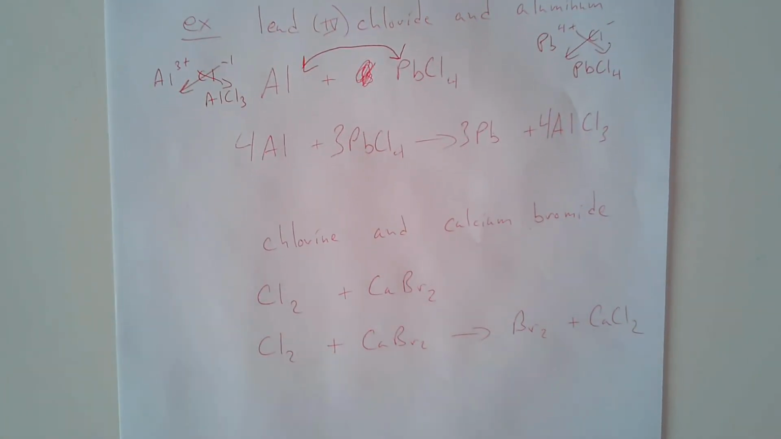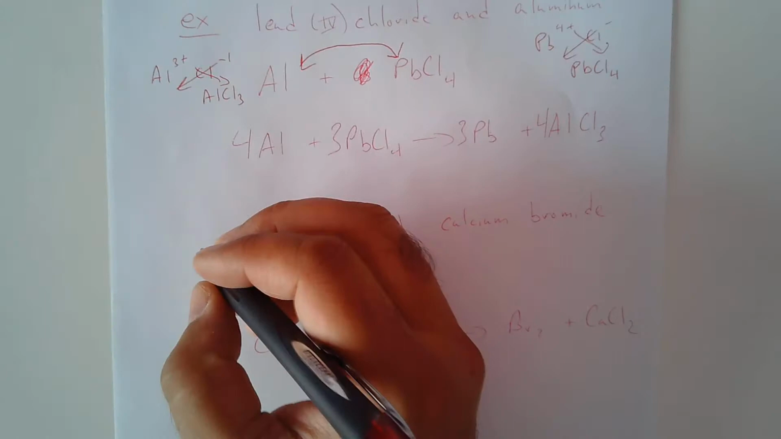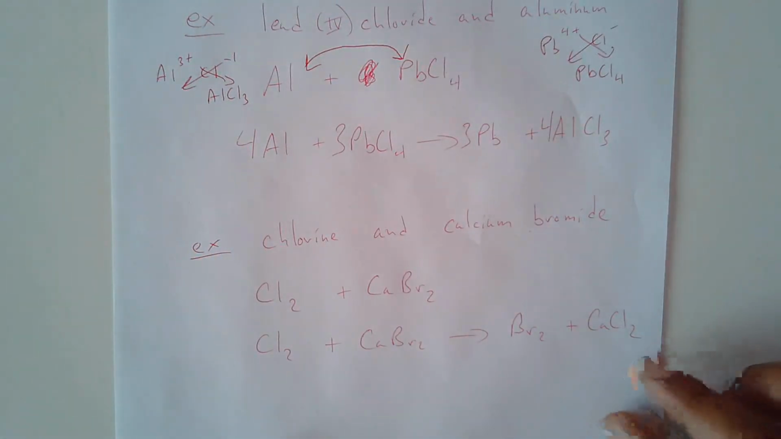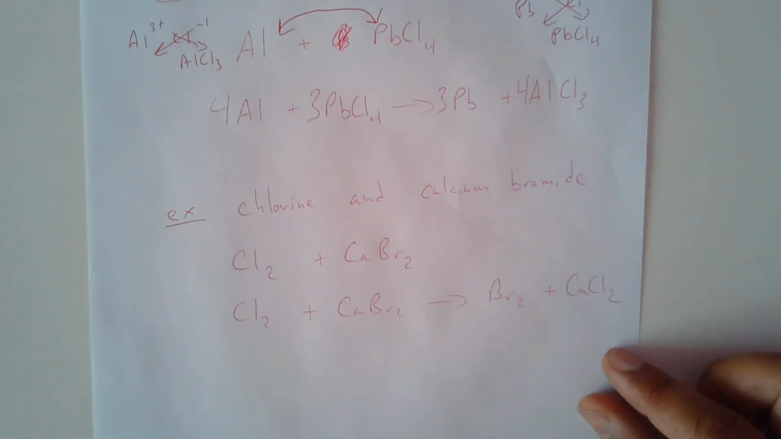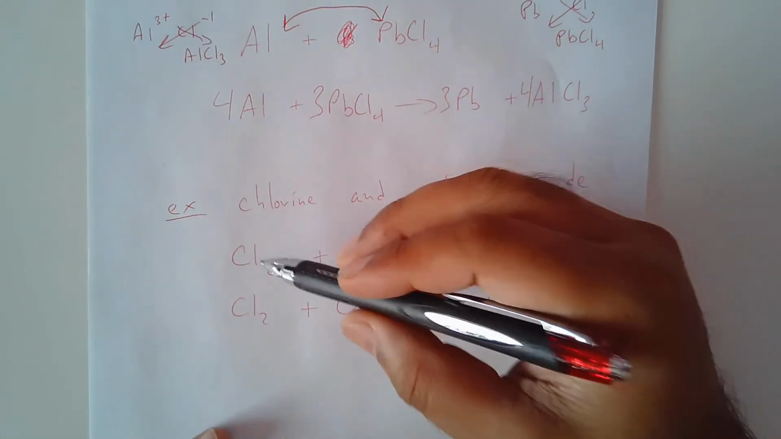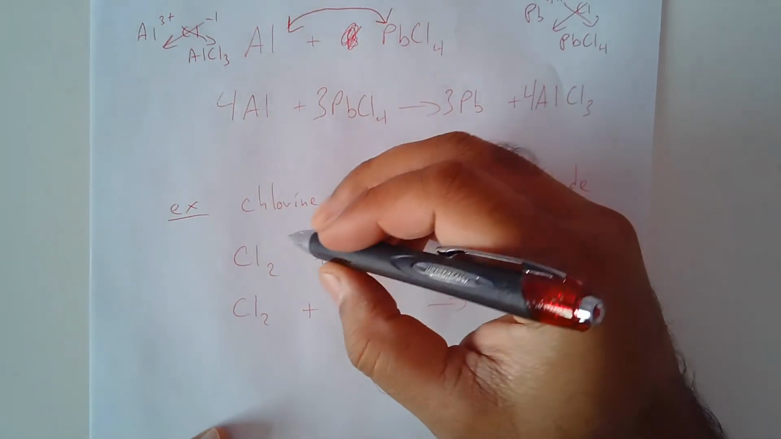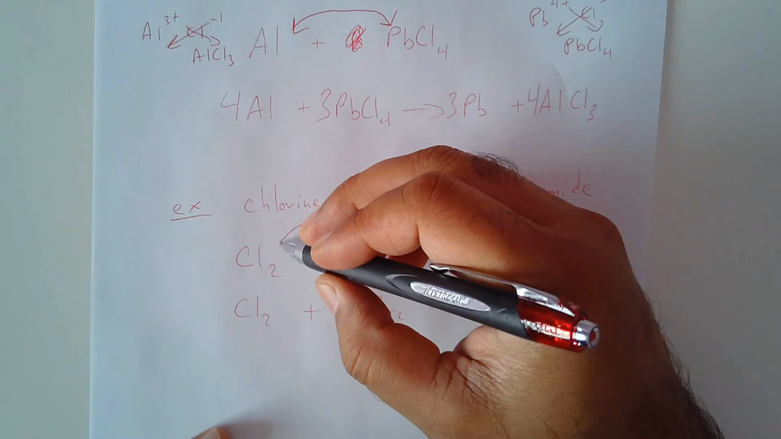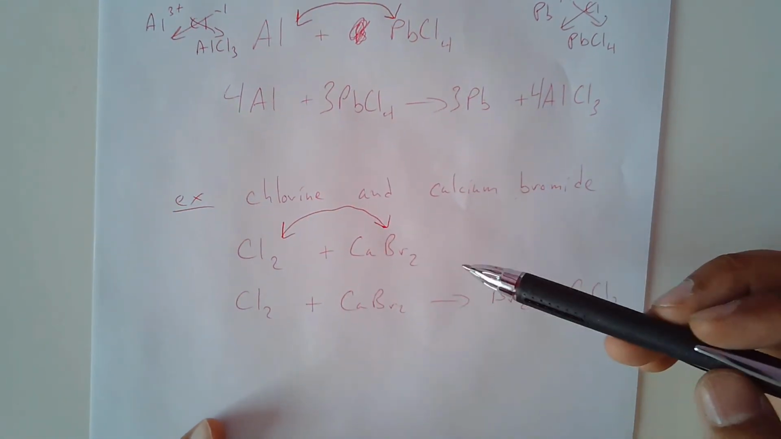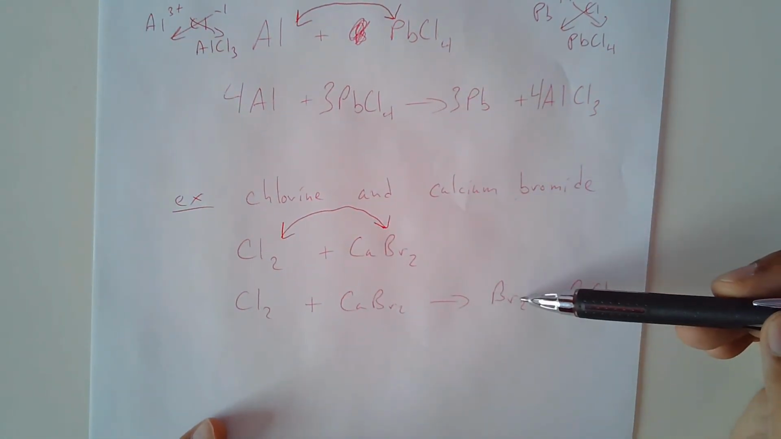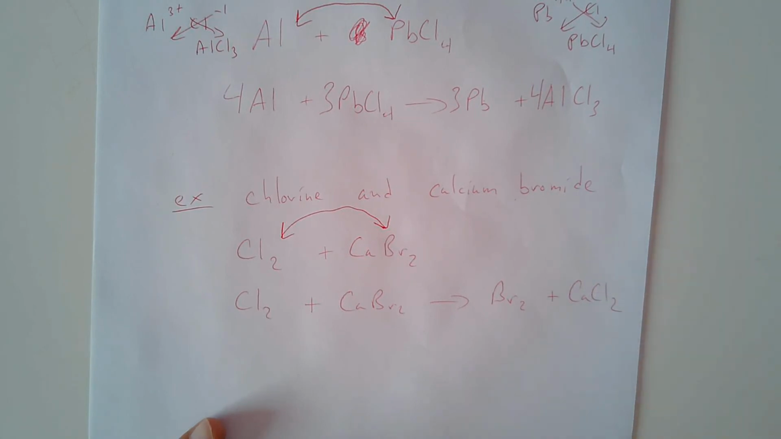Okay, let's look at another one. Here we've got chlorine and calcium bromide. Okay, so chlorine is a non-metal, so it's going to switch this time with bromine. And so now you're going to get bromine by itself and the calcium chloride.